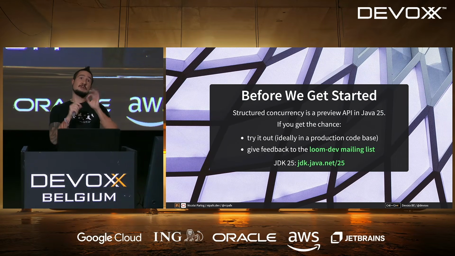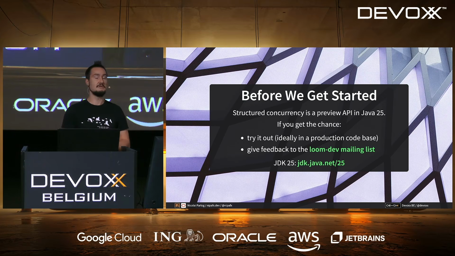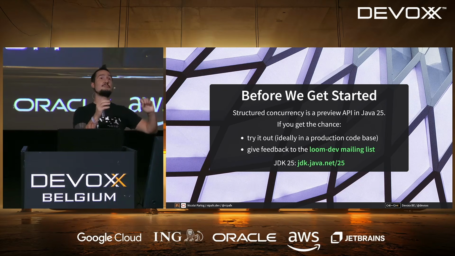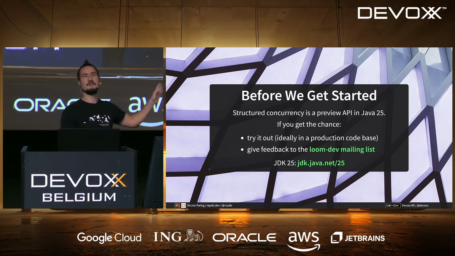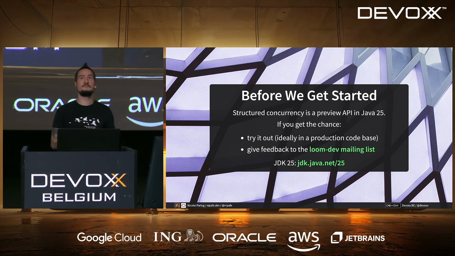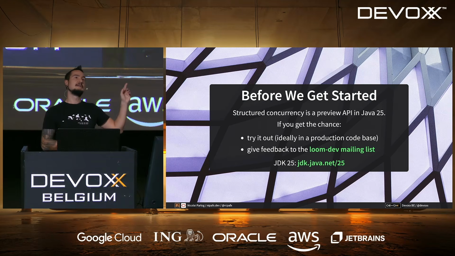Before we get started, the structured concurrency API that I do want to show you is a preview API in JDK 25. That means that it's not final, it can still change, and it changes based on feedback that is given in part by the wider community, that would be you. So if you have the chance to try this out in as close to a production code base as you can, that's great. I'm not saying you should run this in production, even though you could. I'm saying try it out in a production code base, see what works and what doesn't, try to find the corner cases, the edge cases, and do give feedback to the Loom dev mailing list. They would greatly appreciate that. And there's a link to JDK 25, but I'm sure you all know where to get it from.